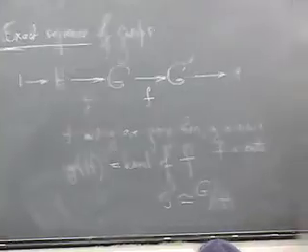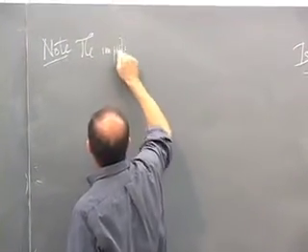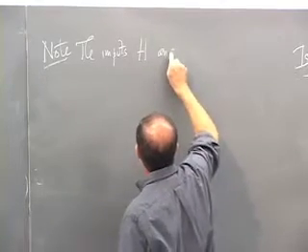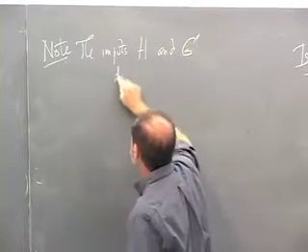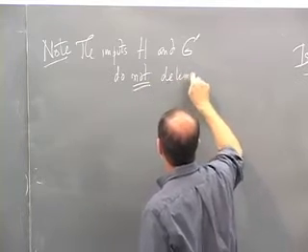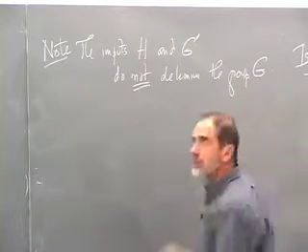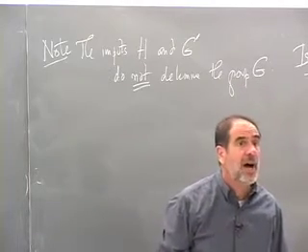Note, the inputs H and G prime do not determine the group G. And I'm going to give you two examples of it, so you remember this for all time.